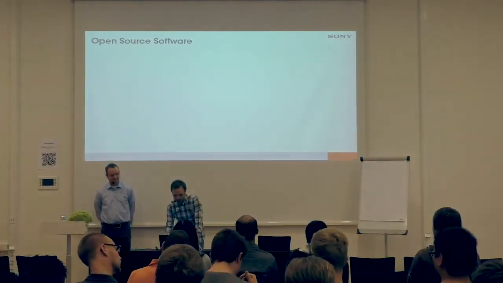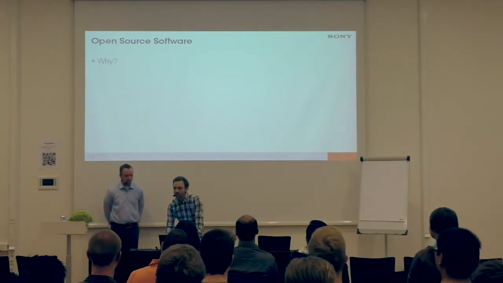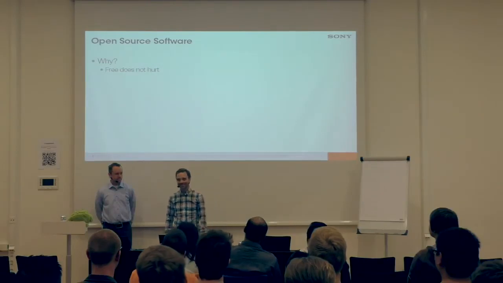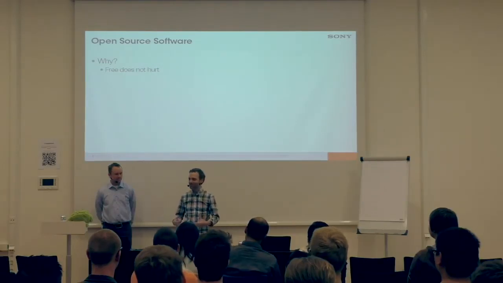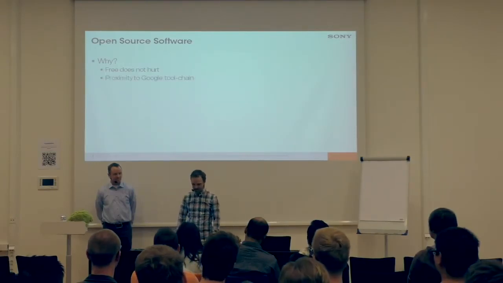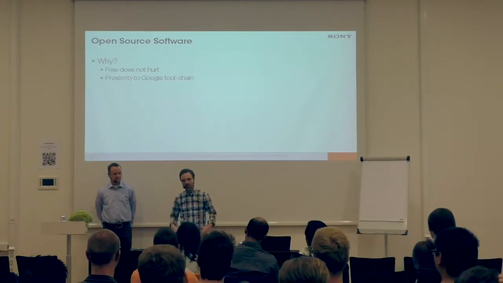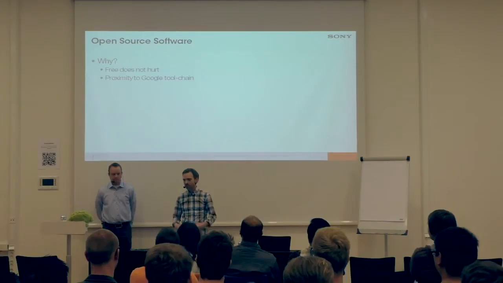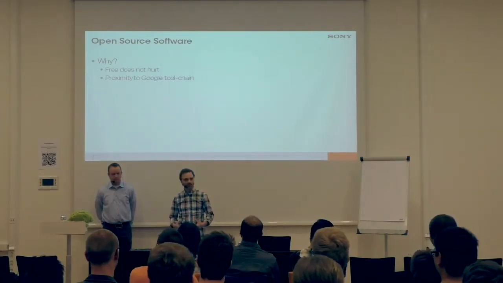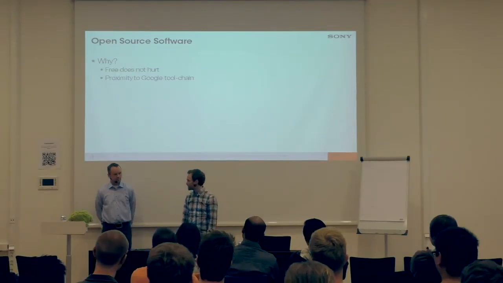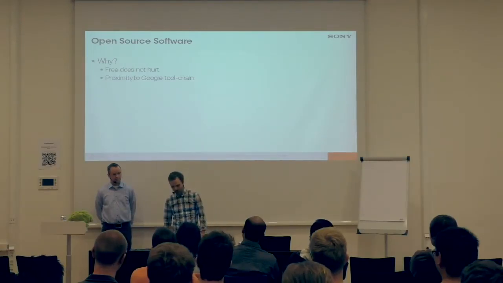So, open source software. Why do we use open source software? Well, free does not hurt. It's very easy to motivate for the company that it's free. Companies love free stuff. To be honest, in the beginning it started with Gerrit because we wanted to be as close as possible to the Google toolchain, and they use Gerrit for their reviews. And that's just the way it started. We loved open source and we love to contribute back to the communities. Now pretty much everything in our tools department is open source.